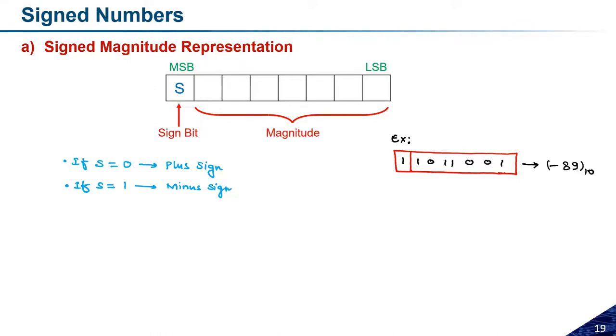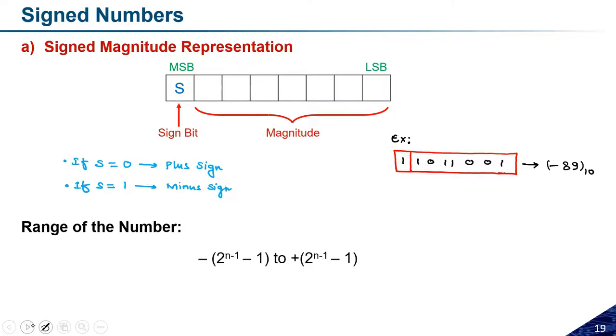Okay. Now the important thing is, suppose I have n-bit data, like here, 8-bit information can be stored. In that case, what is the range of the numbers that can be represented with the help of signed magnitude representation? The total range is from minus (2 to the power n minus 1, minus 1) to plus (2 to the power n minus 1, minus 1). So this is the range for the signed magnitude representation based on the number of bits.